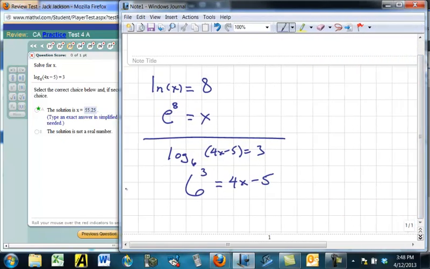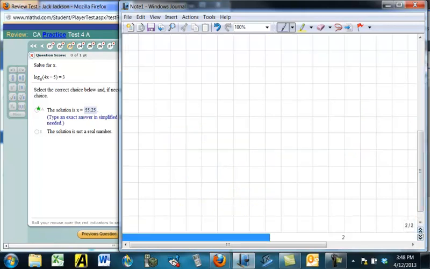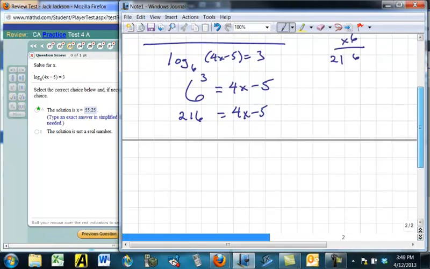Let's go ahead and do 6 to the third power. 6 times 6 is 36. Multiply another 6. 6 times 6 is 36. Carry 3. 3 times 6 is 18, 19, 20, 21. So that's 216. And now we're just solving a simple linear equation. We want to add 5 to both sides of the equation. That gives 221 is 4x. So x is 221 over 4.